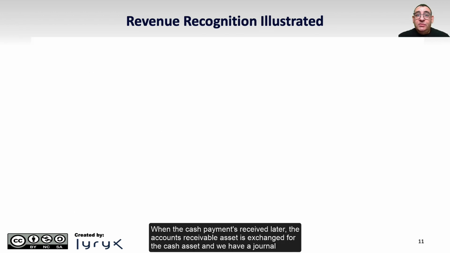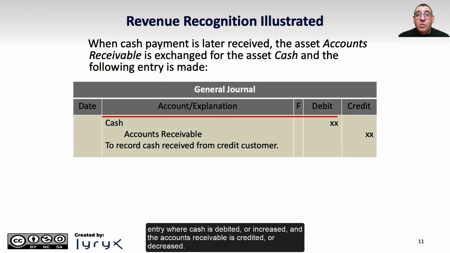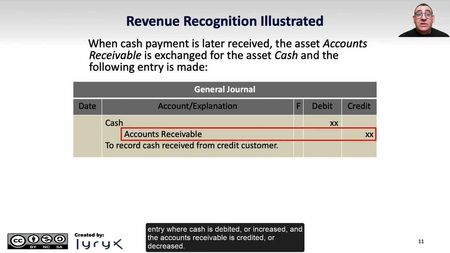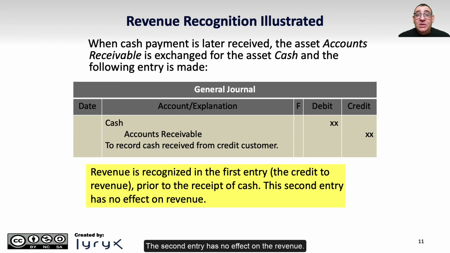When the cash payment's received later, the accounts receivable asset is exchanged for the cash asset, and we have a journal entry where cash is debited or increased, and the accounts receivable is credited or decreased. Revenue is recognized in the first entry, with the credit to revenue, prior to the receipt of cash. The second entry has no effect on the revenue.